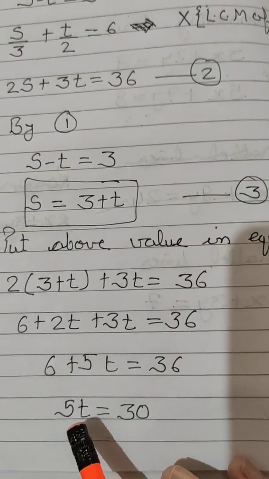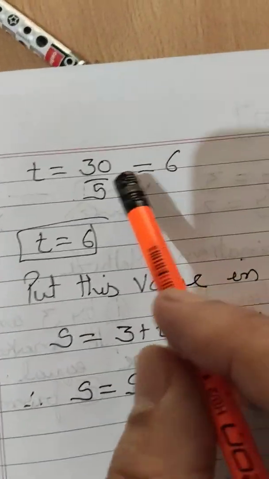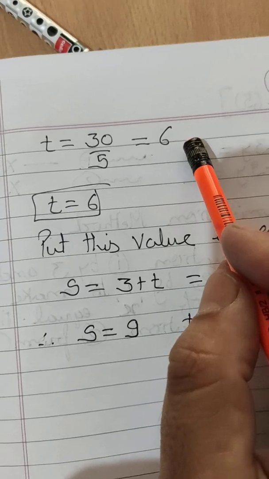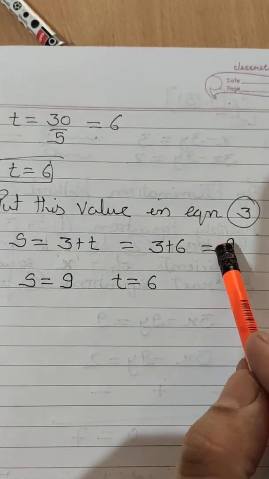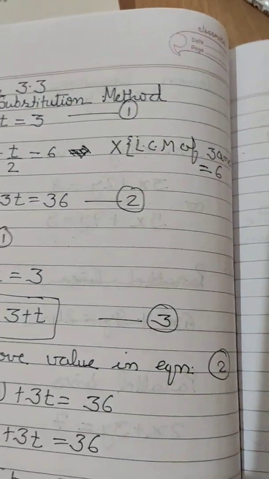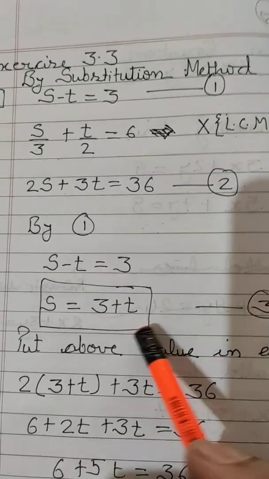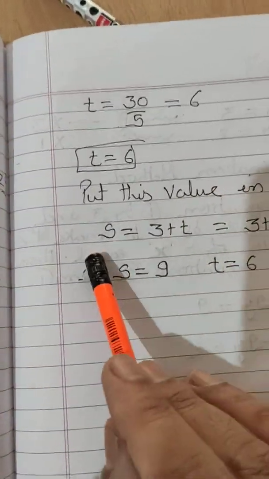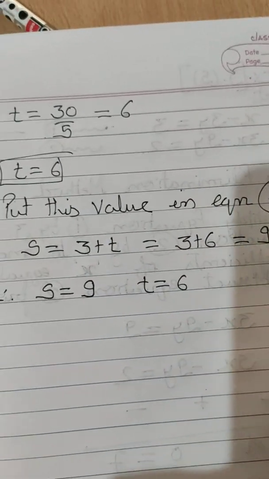Now we have to find the t value. So we have to shift 5 to the other side. It changes into a division relation. So t is equal to 30 upon 5, that is equal to 6. As we got the value of one variable, you can put this value in any of these equations, first, second or third, whichever is convenient. Our convenience is with equation third. So in third you will substitute it. s is equal to 3 plus t. The t value is 6. 3 plus 6, how much? 9.